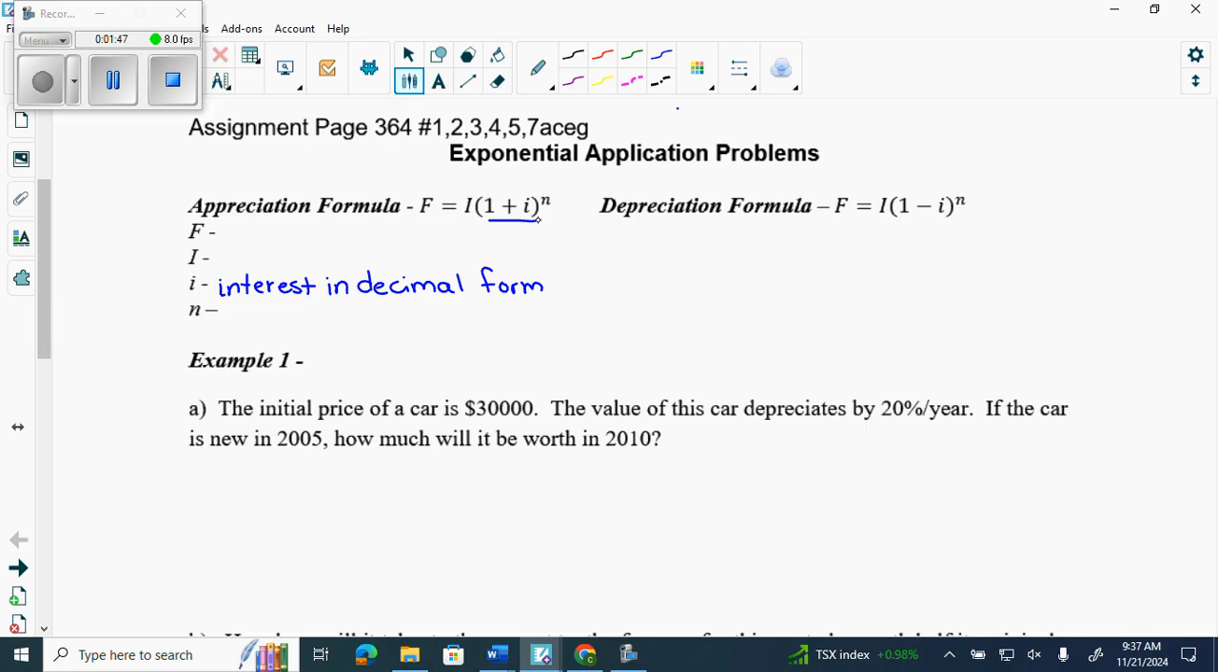We agree? So if I went 1.10, what would it be increasing by? 10%. Yes? If I went 1.25, what would it be increasing by? 25%, because that 1 represents the 100. That represents the no change. We agree? Now there's the depreciation formula, which is 1 minus i.